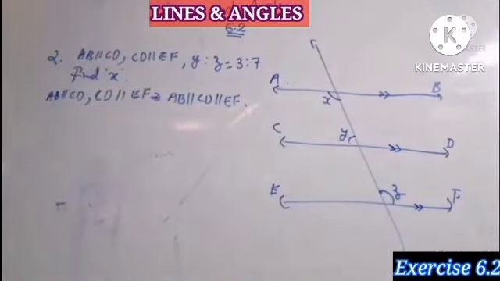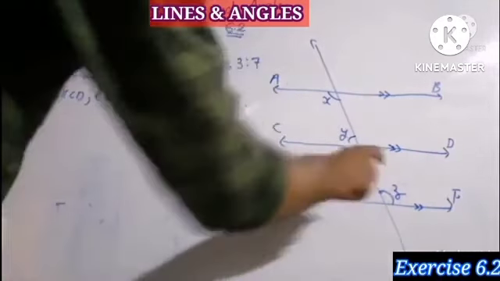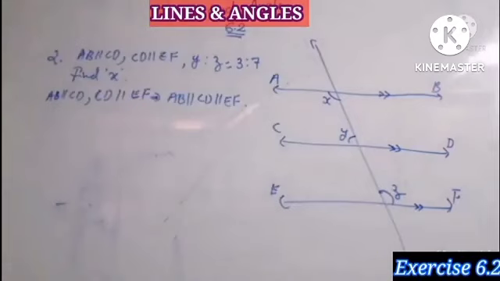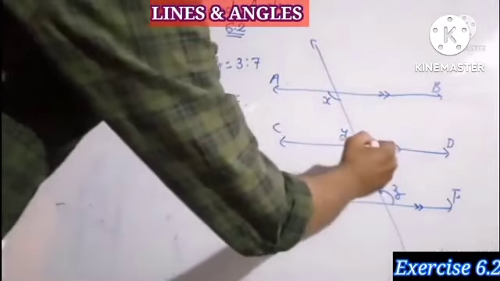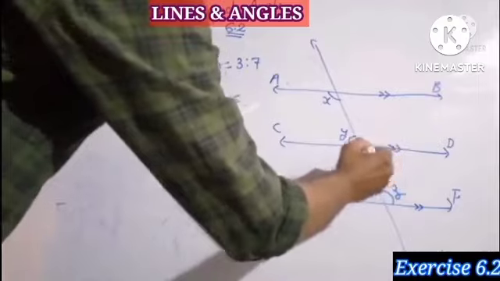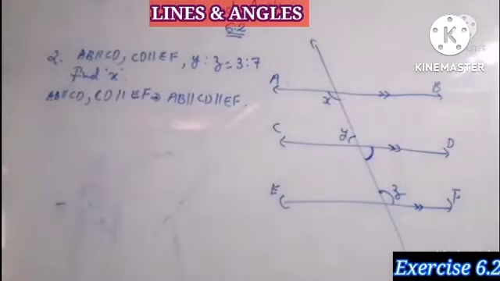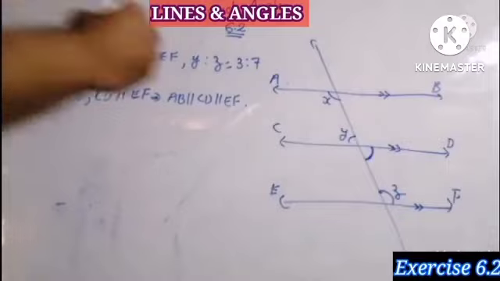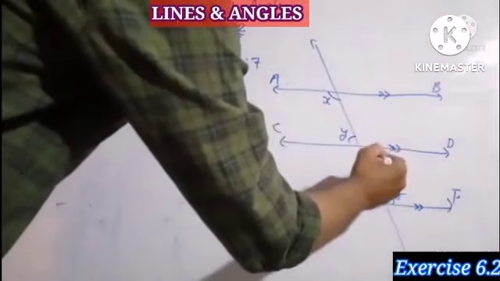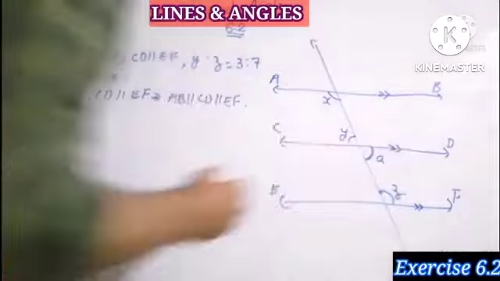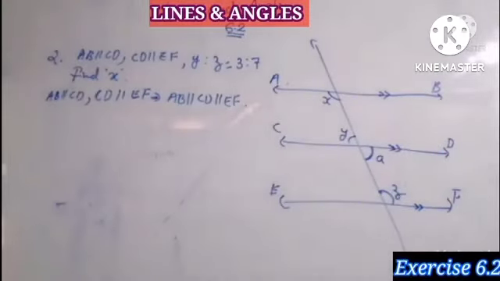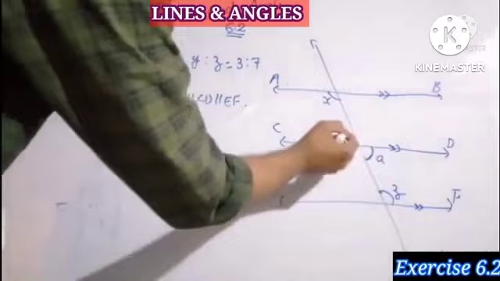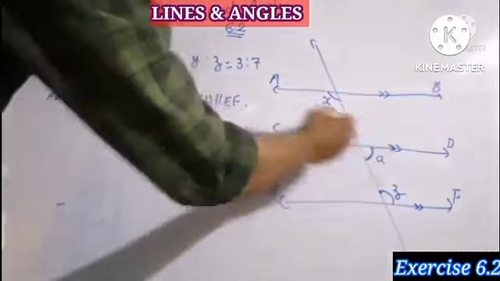Now what is the question? Find x. y is to z is 3 is to 7. So let us consider this angle. There is no angle given, so let this angle be a, small a. Then we have a equal to y because they are vertically opposite angles.